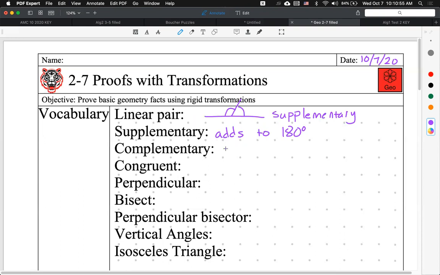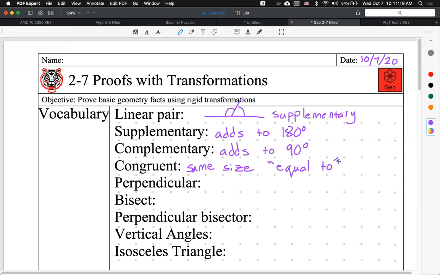Adds to 90 degrees. Perfect. And congruent. We've seen this word over and over again. What is it? Yeah, same size. Or maybe you want to use the word equal to. Either one of those is fine.